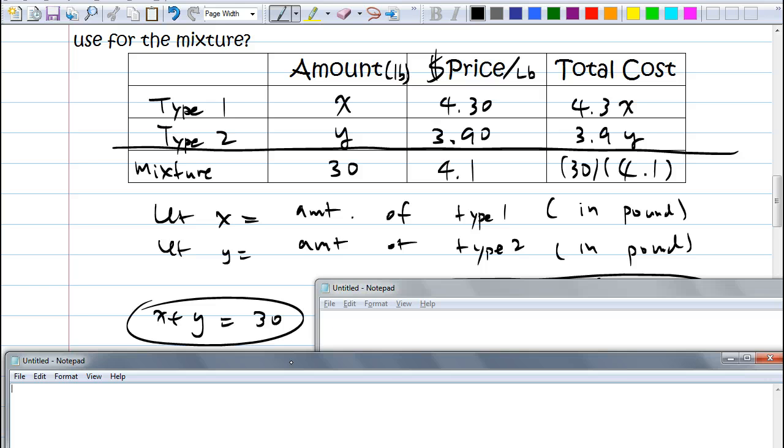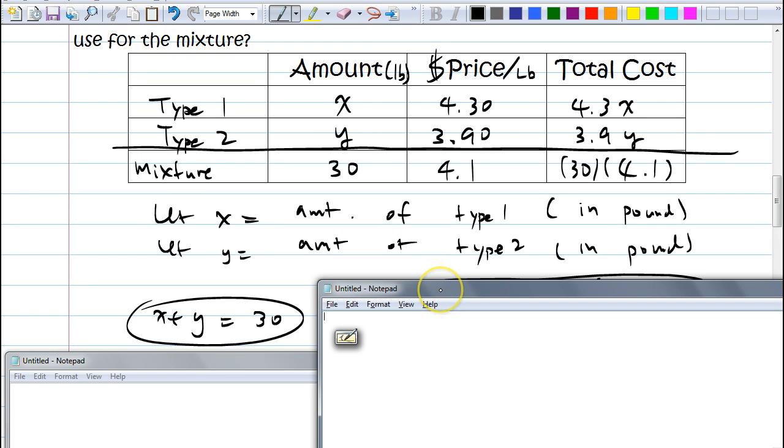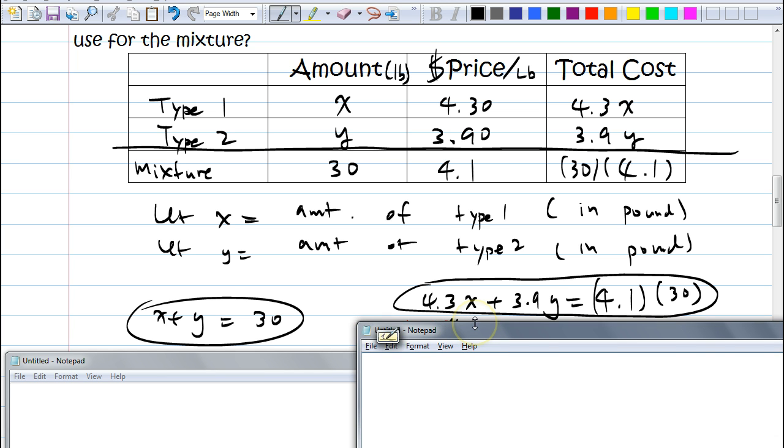4.3x plus 3.9y equals 123. Yeah, and how did you get 123? 30 times 4.1, right? $4.10. Is that okay, guys?